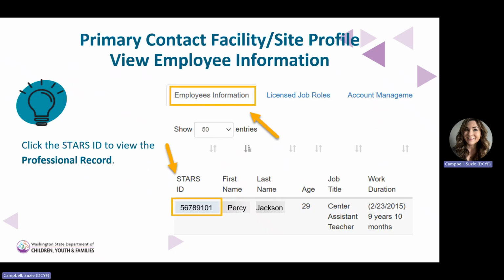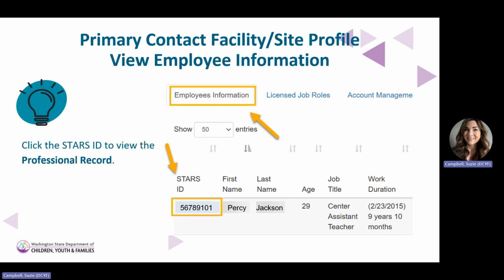When you are accessing a provider's information through the Employee Information tab, you will see a quick overview of the options, including STARS ID, name, age, job title, work duration, health and safety trainings, portable background check, etc. The Employee Information overview includes all the staff who work and volunteer at this facility.